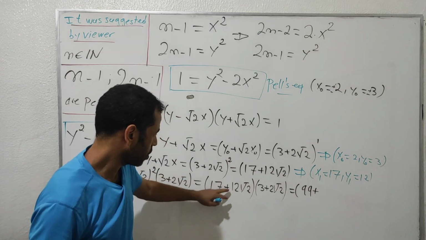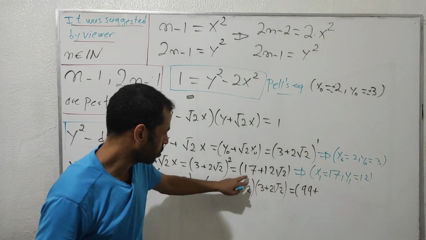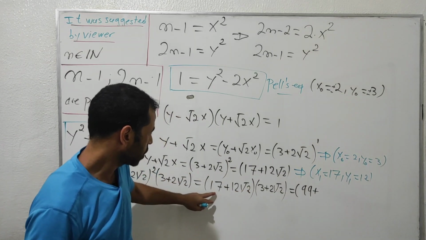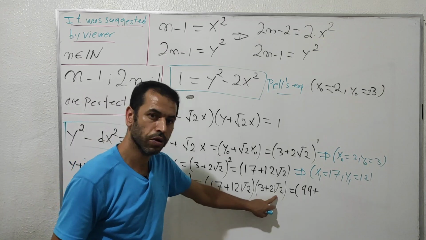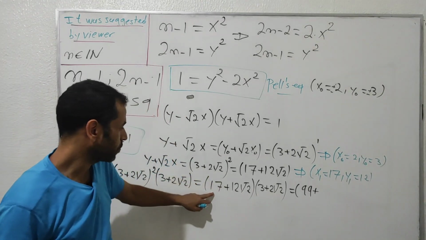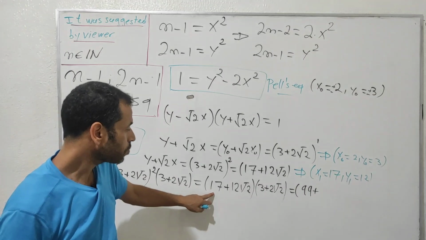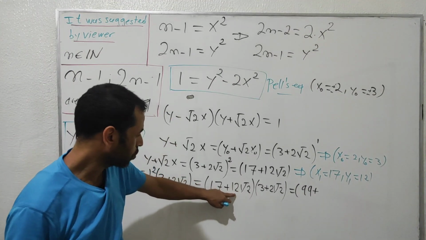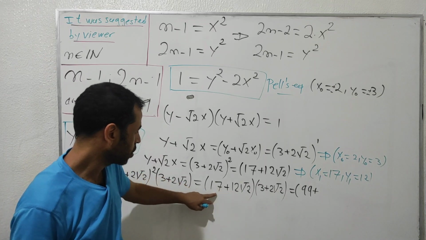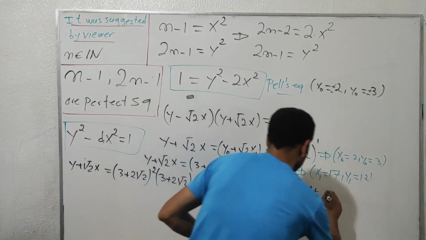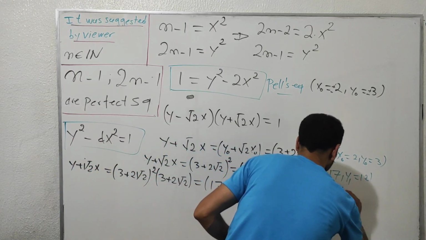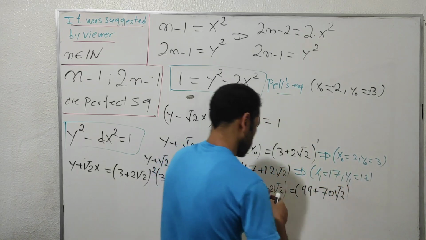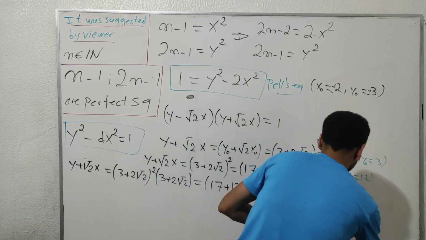plus another number which is related to the square root of 2. This one is multiplied by this one, which is 2 multiplied by 17, which is 34. Then I will have 3 multiplied by 12, which is 36. 36 plus 34 is 70, so 70 square root of 2. Now you have a third solution.